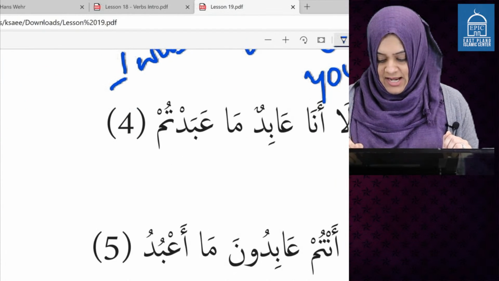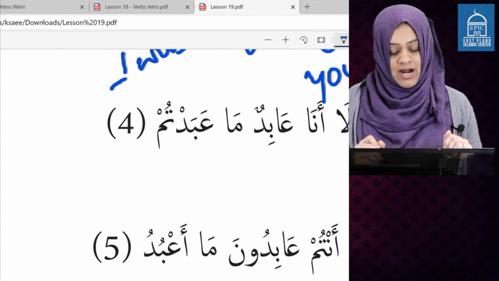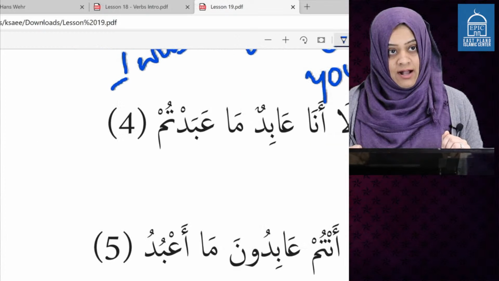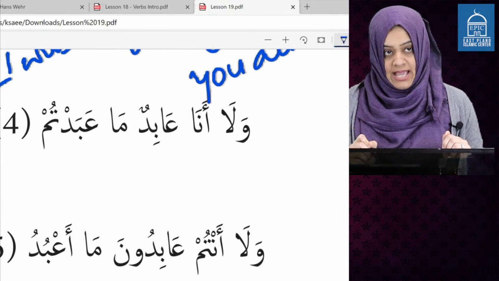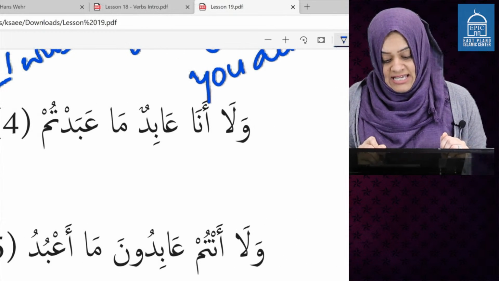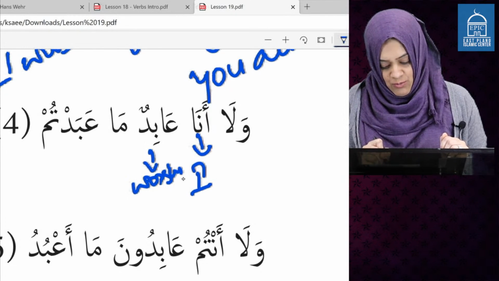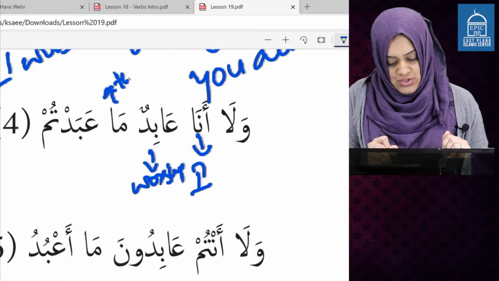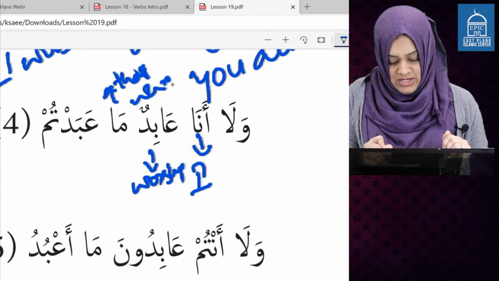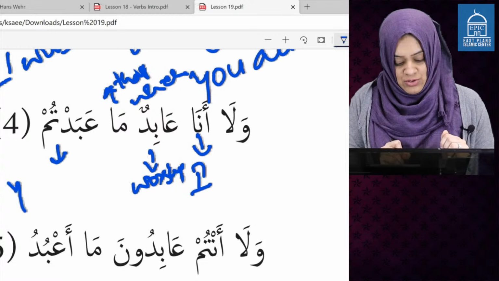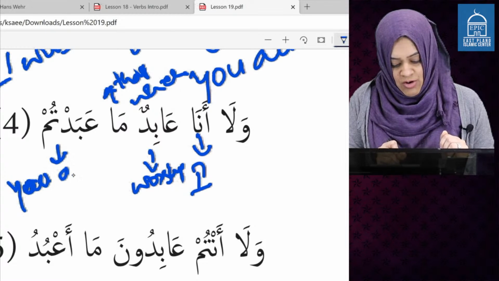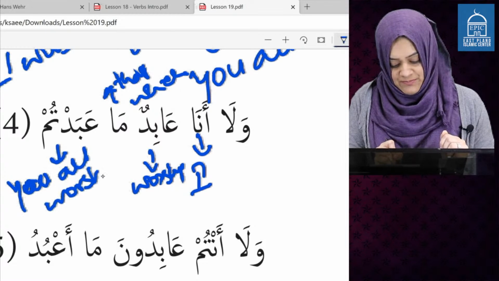All right. Next again. Wala ana a'bidum ma abattum. Okay. And neither will I worship that which you all, abattum, you all worship.